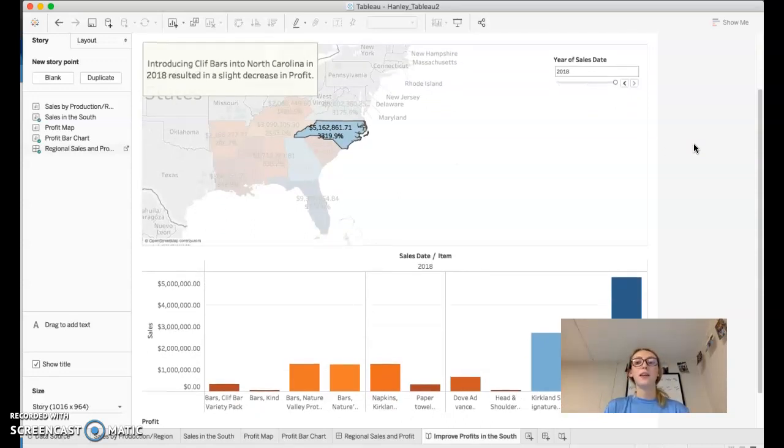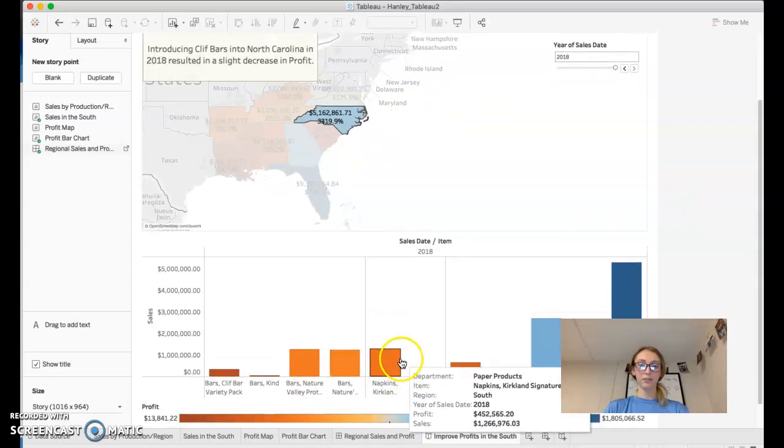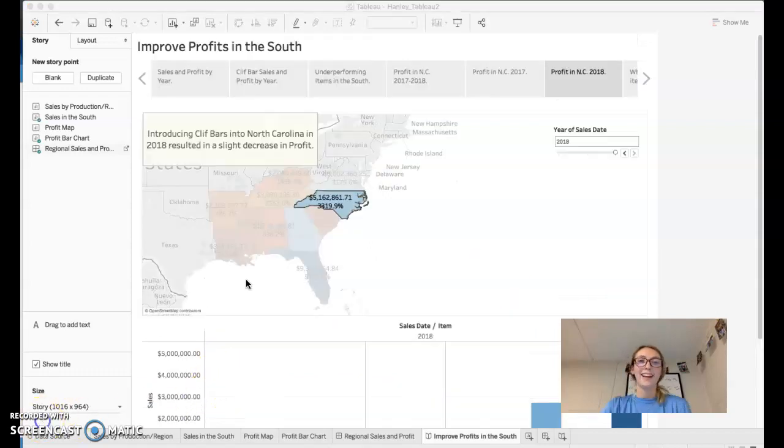I also included an annotation on the 2018 North Carolina profit bar page that shows the slight decrease in profit for Cliff Bars in 2018 compared to 2017, as seen in the graph below the map, right here. This page was made to show the difference in sales between Kentucky and other states in the region. Well, I'm getting ahead of myself there.